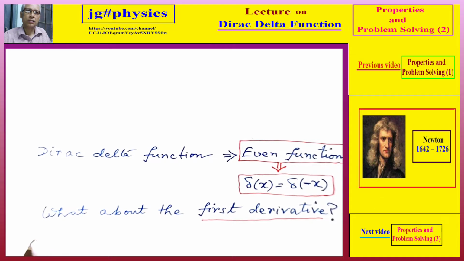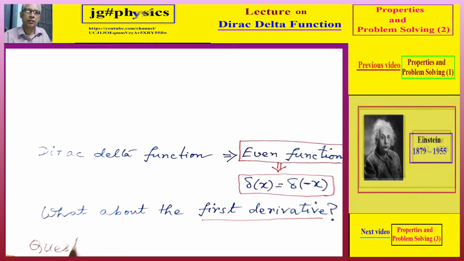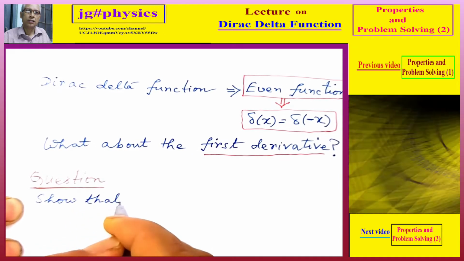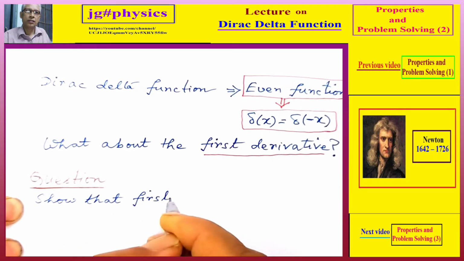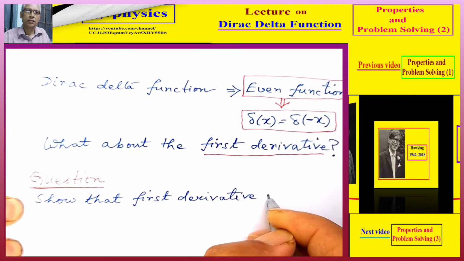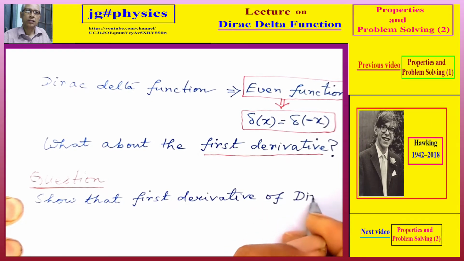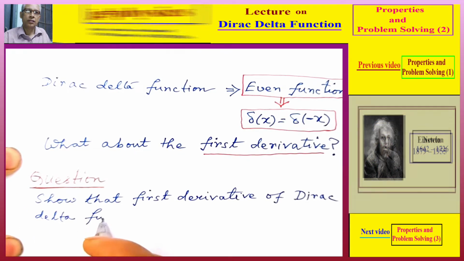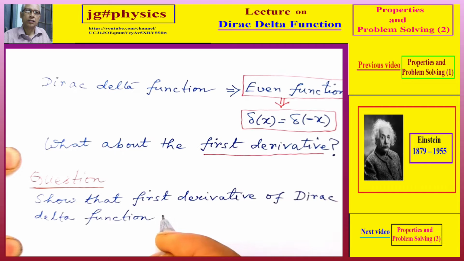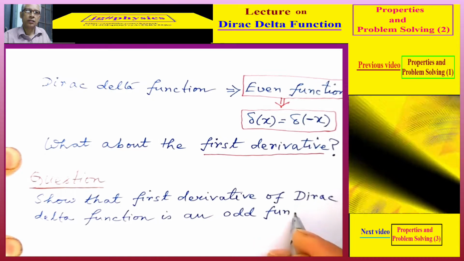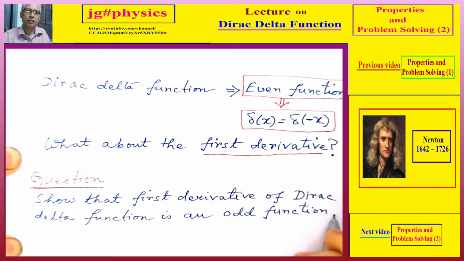Let us start with a question, and the question is, show that the first derivative of the Dirac delta function is an odd function. Let us answer the question.